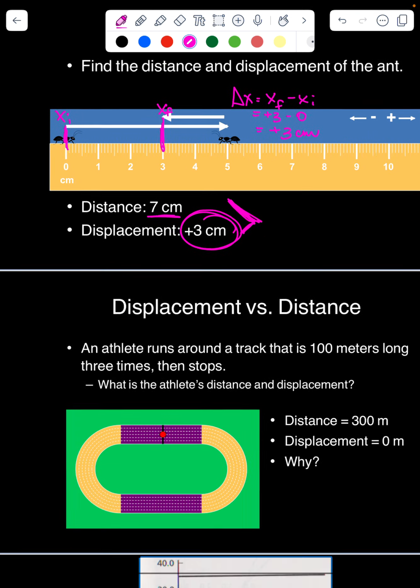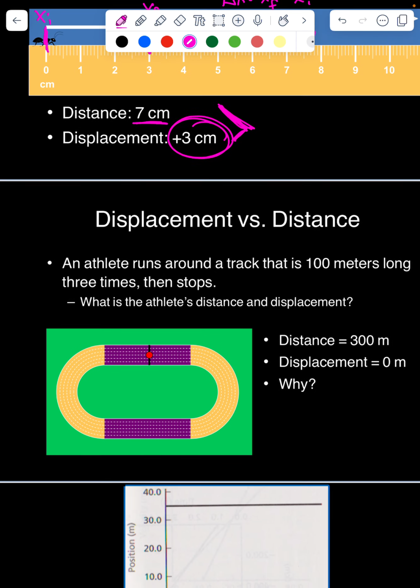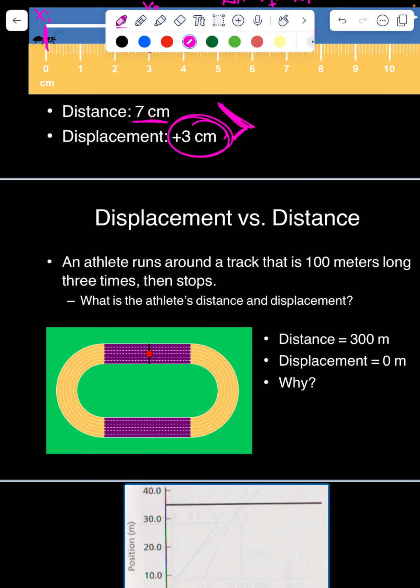Okay. All right, now look at this one. A lot of people get this one confused. So we have a track. So this is just like our track outside. So we have an athlete who starts at that little red dot, and they run around the 100-meter long track 3 times. So they go 1, 2, and then 3. Okay, so they run around the track 3 different times. I want to know what is the athlete's distance and its displacement.